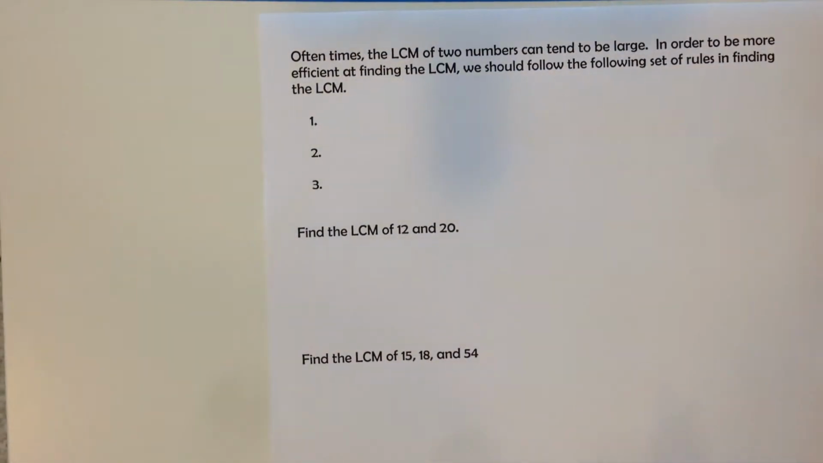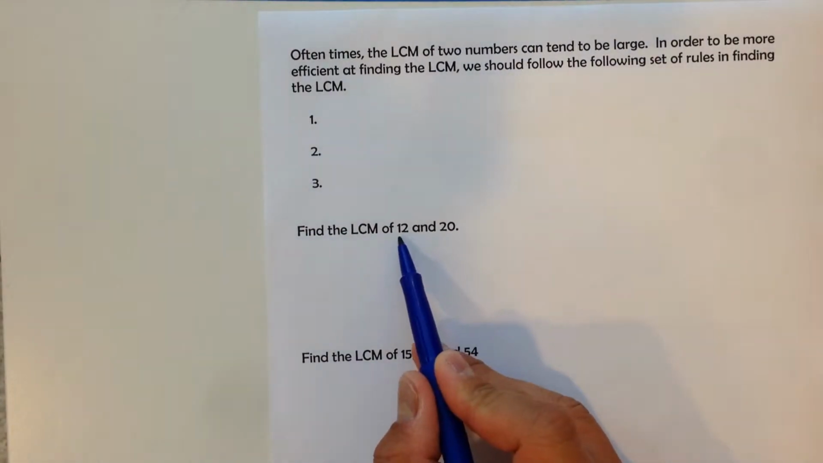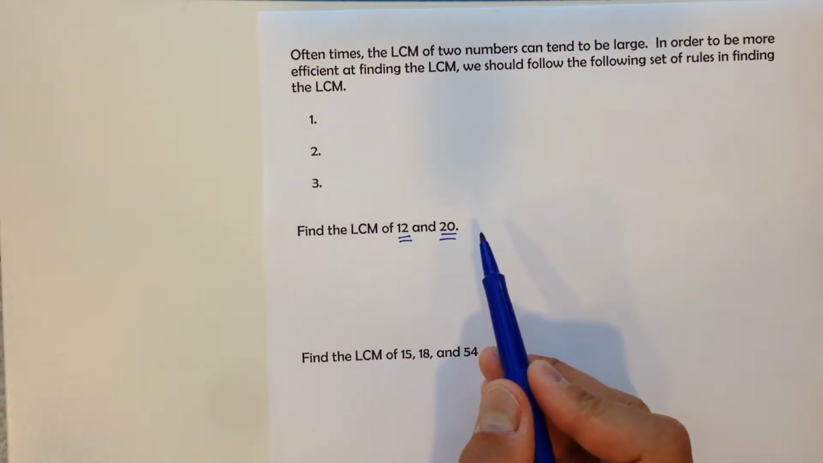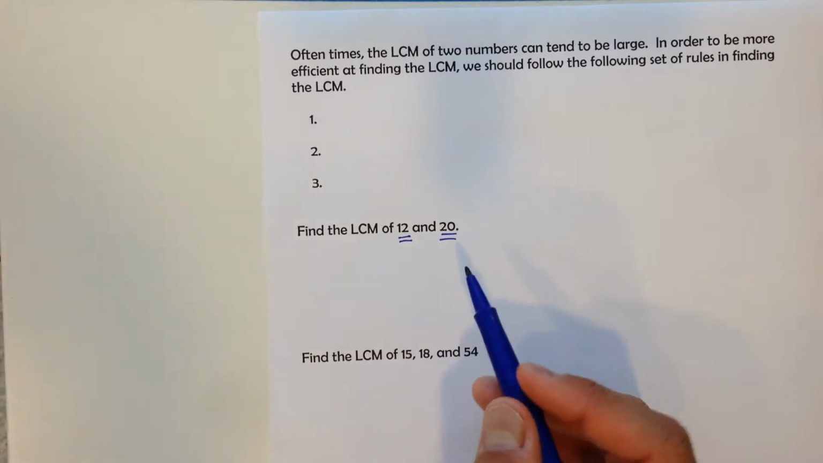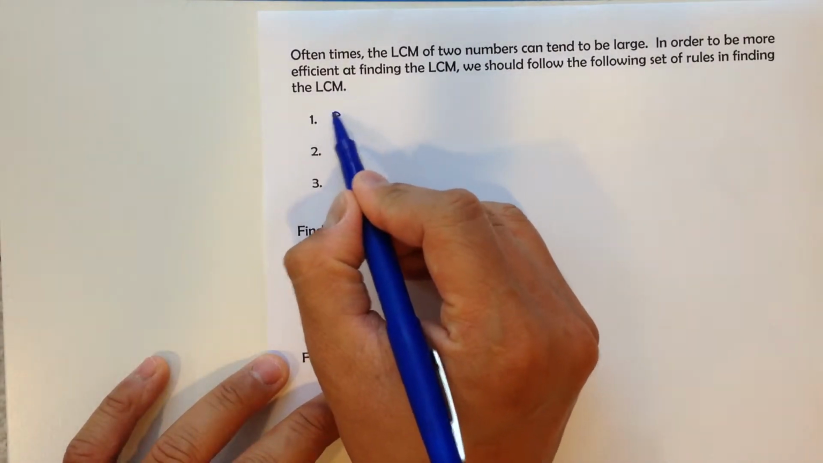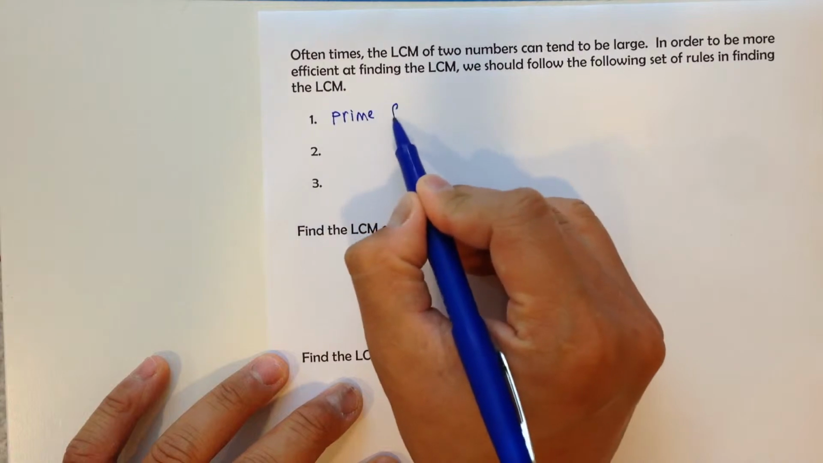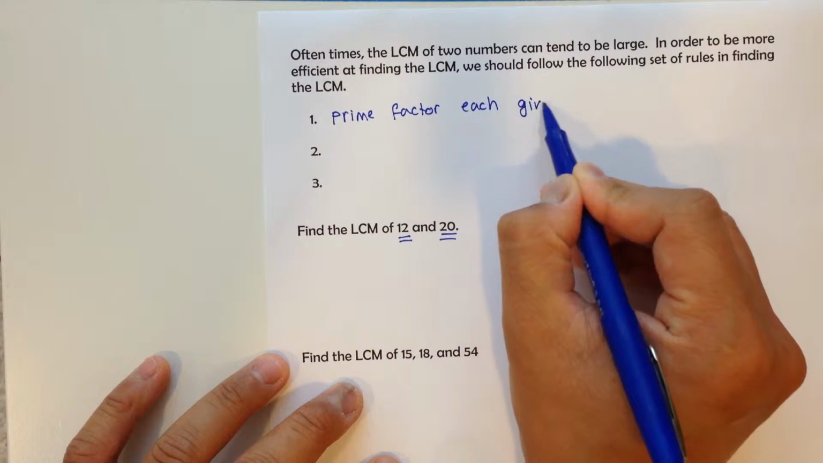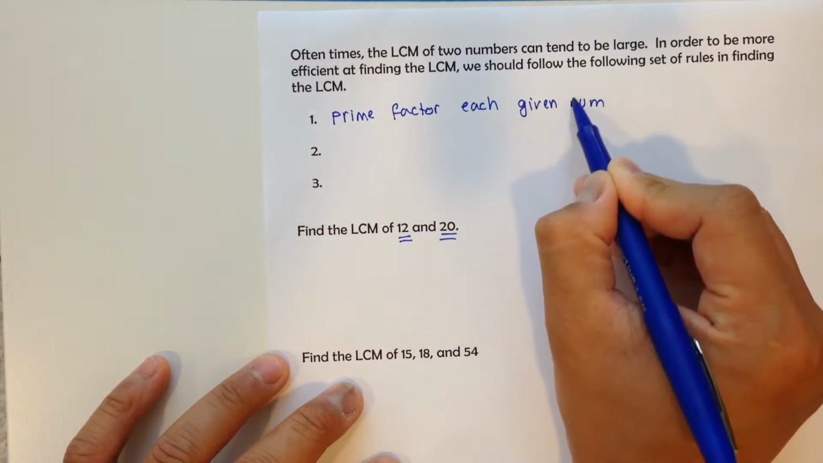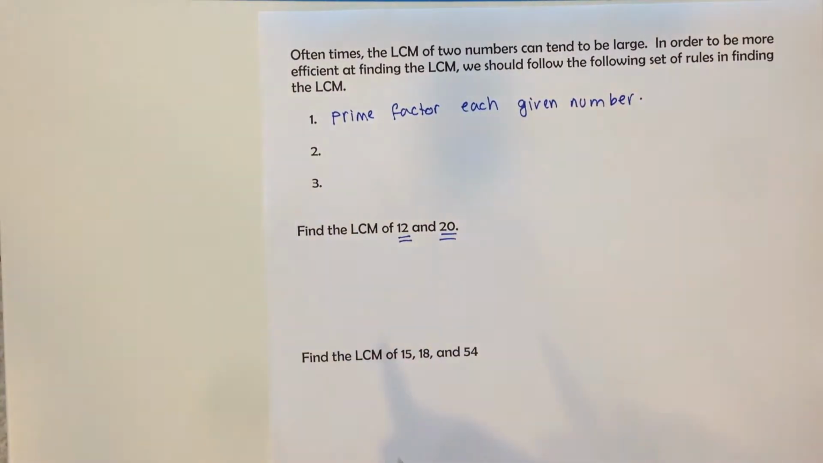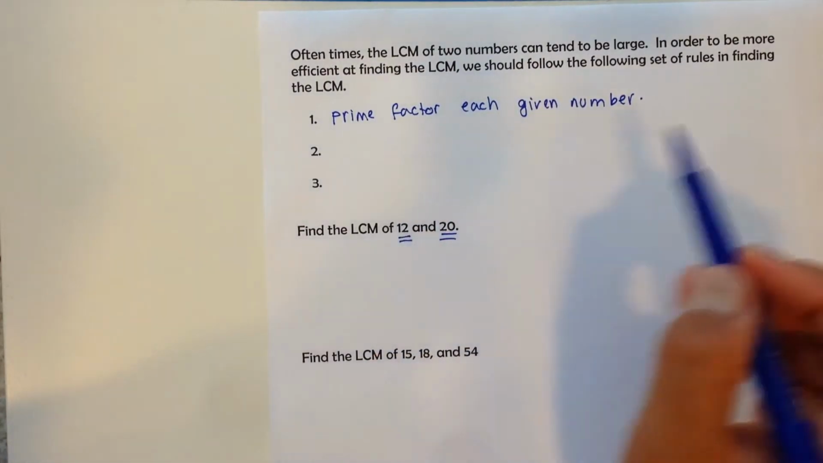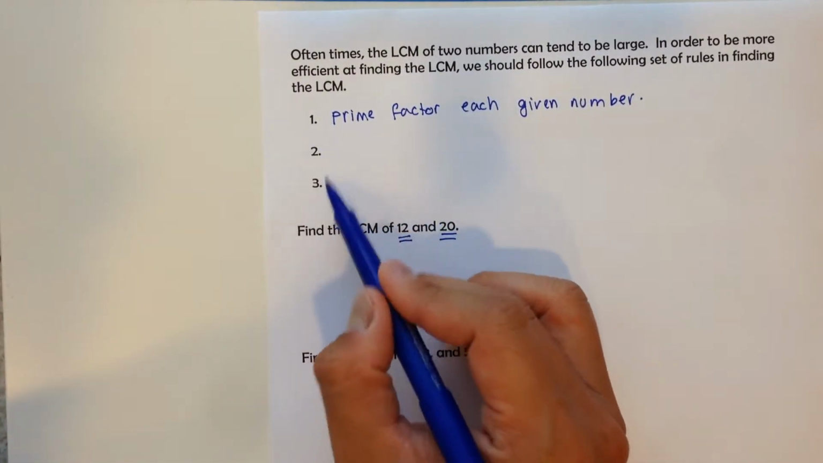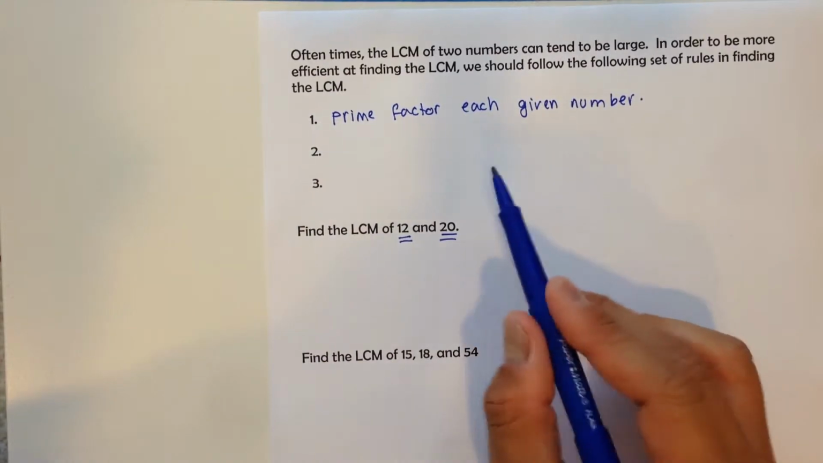So what you do when you are given two numbers is you go ahead and you prime factor each given number. Okay. Once you have prime factored each given number, then you will basically, let me go ahead and take you through it, and then we'll write down the next step when it's appropriate.